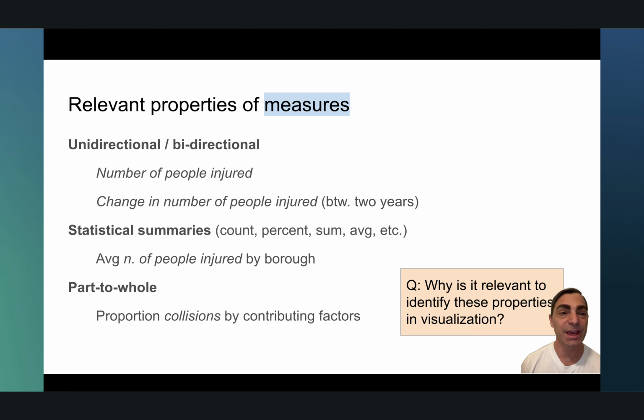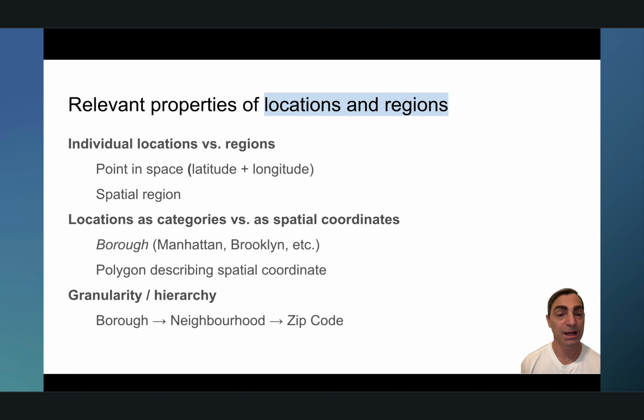Finally, locations and regions can also have different levels of granularity, which means they can also, as well as categories and actually measures as well, generate different hierarchies or different levels of granularity. Using once again the same example, we can have data at the level of boroughs, or higher granularity at the level of neighborhoods, or zip codes, and higher granularity at the level of individual points in space, individual coordinates.